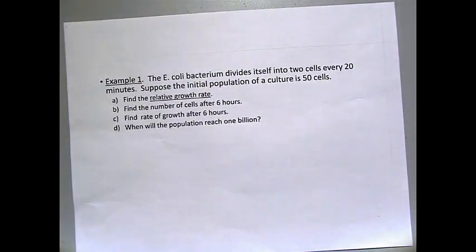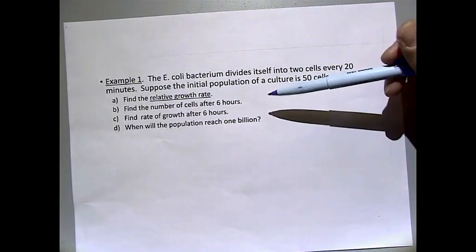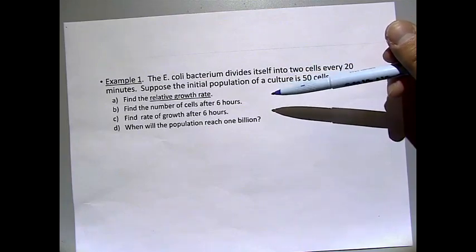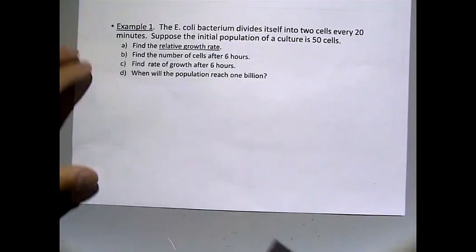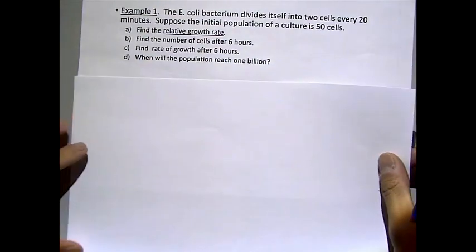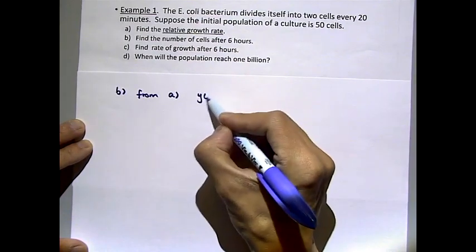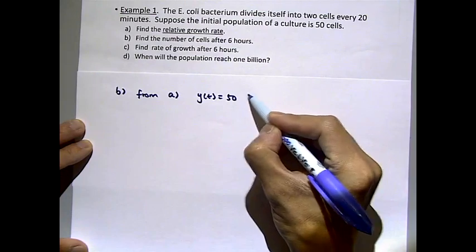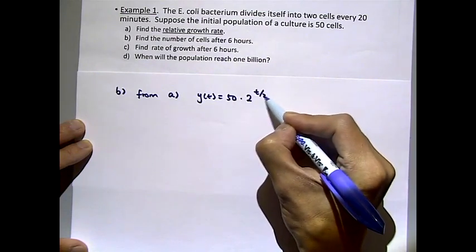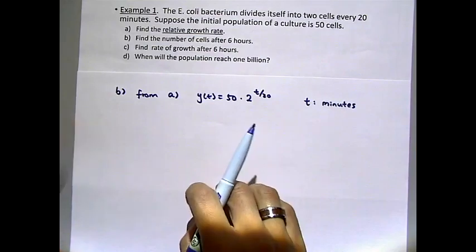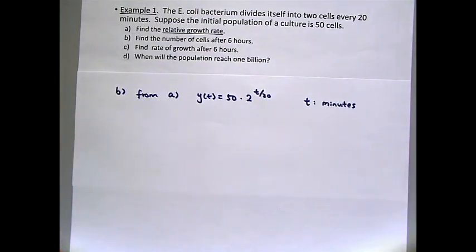Revisit the problem statement. Part B, what do we want? We want to find the number of cells after 6 hours. Well, that's simple now. If you have the equation at the lower left corner of the last page, part B is trivial. From A, we found that y of t is equal to 50 times 2 to the power of t over 20. Here, remember to keep in mind that t is in minutes. We started with minutes, we stick with minutes. Whatever choice you made in the beginning is what we stick with. That choice is yours, but you got to stay consistent.